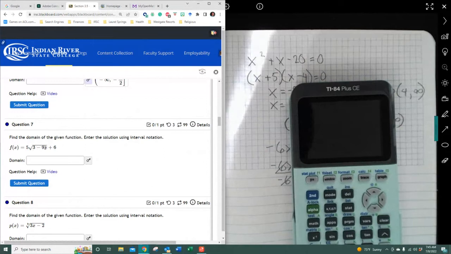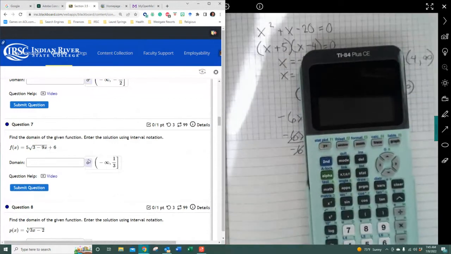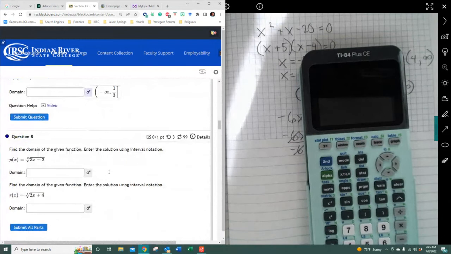This one you got. All you got to do is set the contents of the radical greater than or equal to 0. I'm going to let you do that one. Okay, here's what the answer would be. I mean, I could tell that answer right away, but I'll let you figure it out.